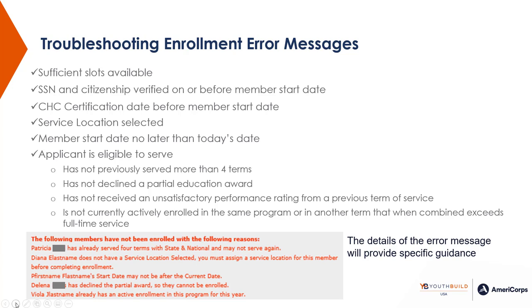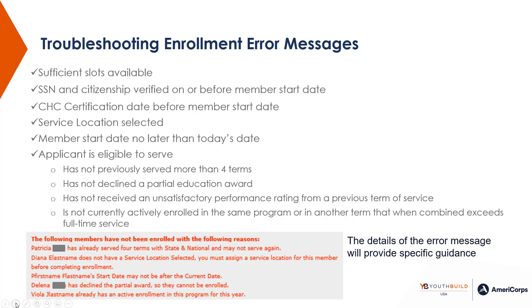Some things to be aware of that you want to make sure are done so that you don't get any errors. You've got to make sure you've got sufficient slots available. If you need additional slots, please reach out to your portfolio manager. You've got to make sure their citizenship and social security are verified on or before their start date. Their criminal history checks are verified at least the day before their start date. You've got their service location selected correctly. The start date is no later than today's date.